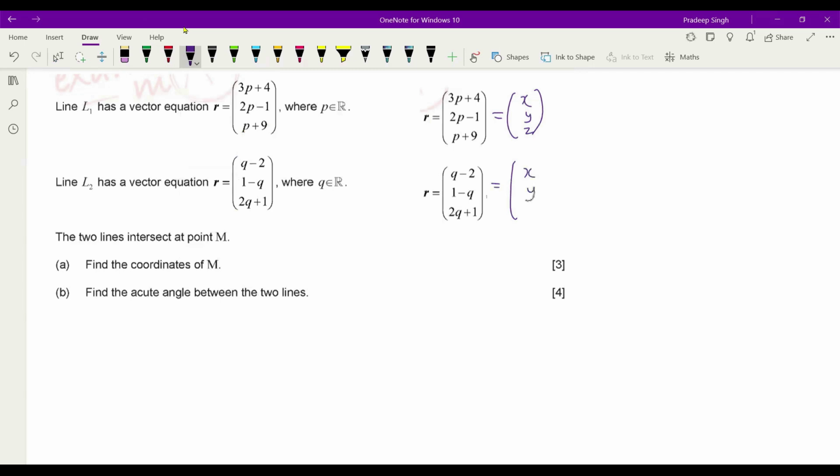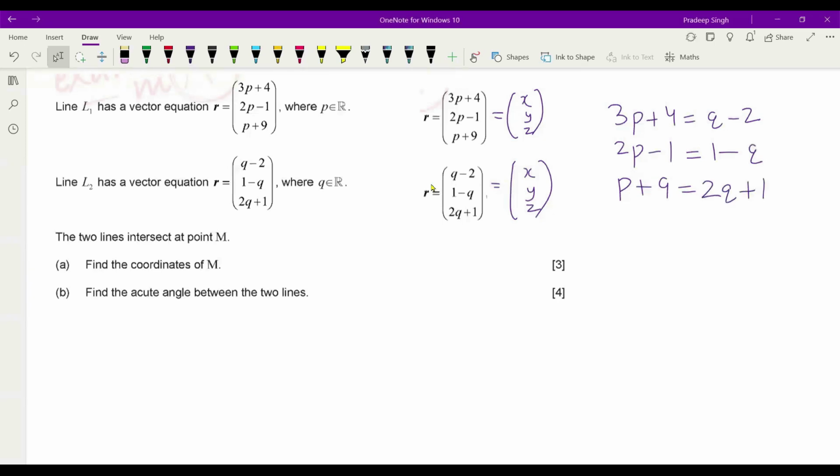And since the intersection point is the same, that is why we will equate the x component which comes from the first equation with the x component which comes from the second line. Which means 3p plus 4 will be equal to q minus 2. Similarly, equate the y components. 2p minus 1 will be equal to 1 minus q. And similarly, let's equate the z components. p plus 9 will be equal to 2q plus 1.